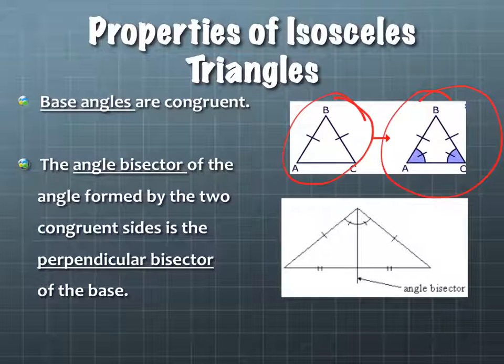The angle bisector of the angle formed by the two congruent sides is the perpendicular bisector of the base. So this is a special, unique feature of isosceles triangles. It doesn't work for every triangle. But if your triangle is isosceles and you cut the non-congruent angle in half, it will automatically be a perpendicular bisector cutting the opposite side in half as well. Cool stuff, because that doesn't always happen.